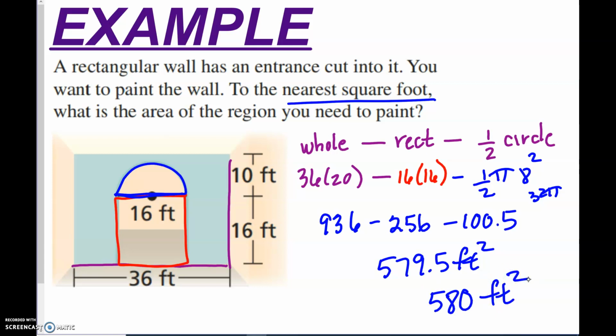I think the book went through this problem and they must have used 3.14 instead of the pi key. So they got a little bit smaller of an answer because they weren't as accurate, because I think it rounded to like 579.47. So then they rounded it down to 579 feet. But when you're painting, in my opinion, you should always round that up so that you get it to the 580 feet anyway.